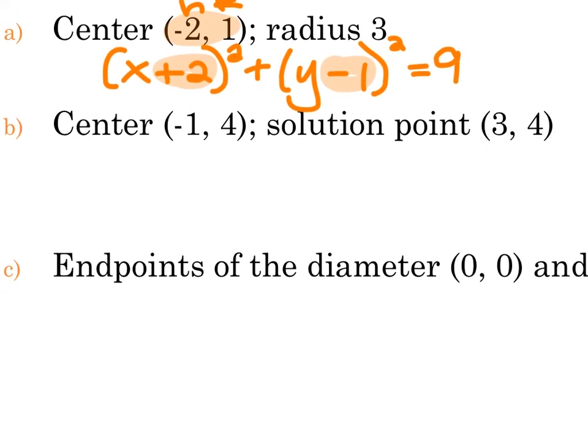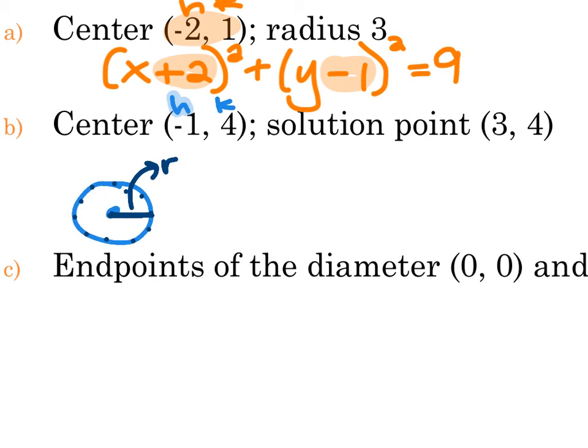Second one says center is -1, 4, and solution point is 3, 4. So we again have the (h, k). This time, we're not given the radius. But if you think about a circle, if I have a circle and the center's here and there's a point on the circle, wherever it is around, the distance from that center to that point is going to be the radius. So you have two ways to find the radius.